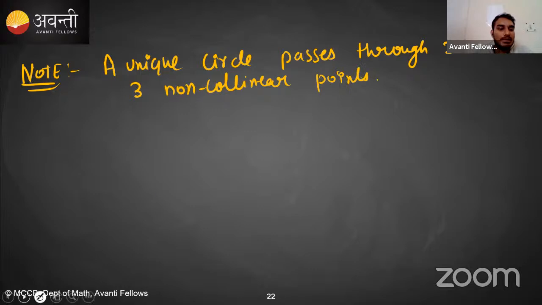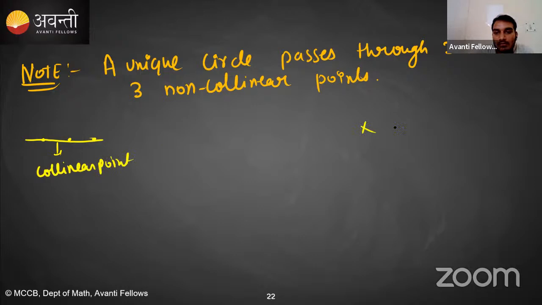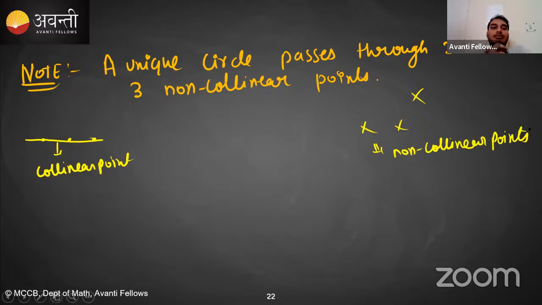What are non-collinear points? Everybody knows that if three points, let's say A, B, C, are lying on the same line, then these are collinear points. Non-collinear points are those where there is no line which can contain these 3 points at the same time. Is this understood?